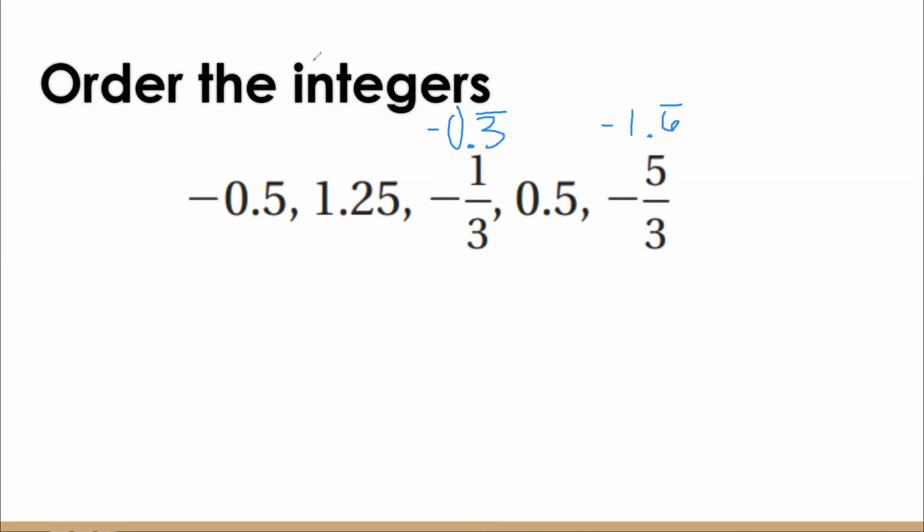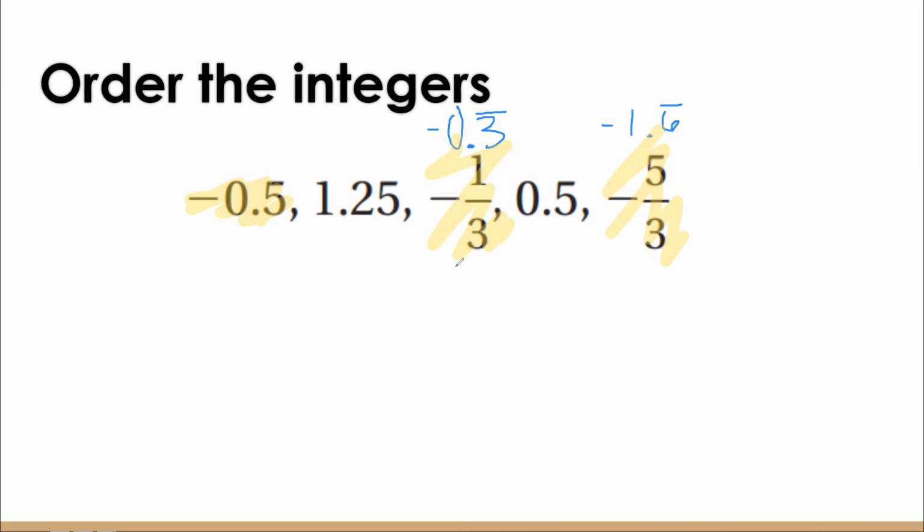To order these efficiently, what I'm going to do is look for my negative signs. So I'm looking for all of my negative numbers, and I have 3 of them. I know that those negative numbers are going to come first because negative numbers are always smaller than positive numbers. And so I'm looking at negative 0.5, negative 0.3 repeating, and negative 1.6 repeating.